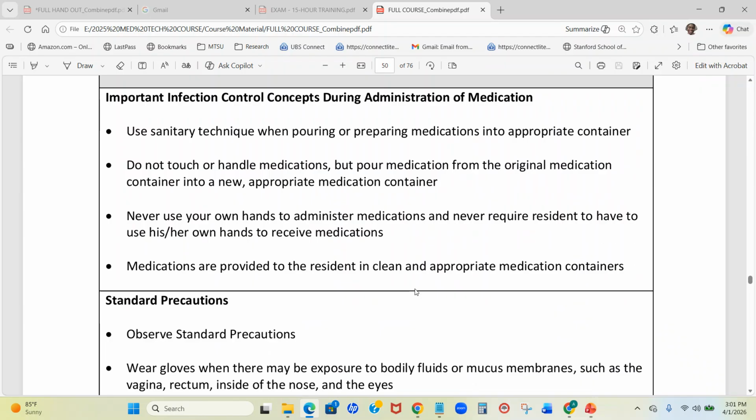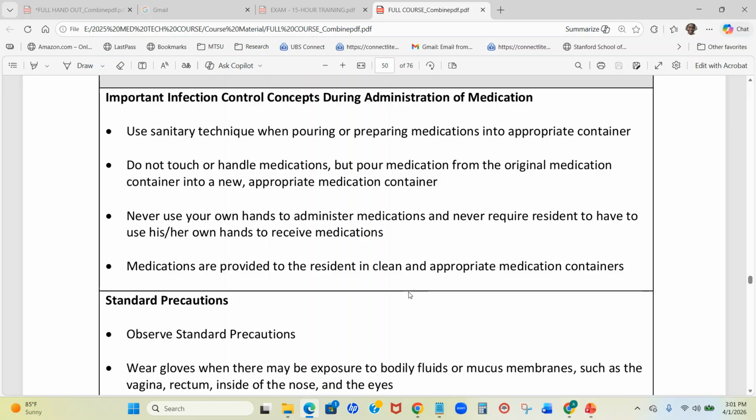Let's look at the important infection control concepts during administration of medication. Use sanitary technique when pouring or preparing medications into an appropriate container. Do not touch or handle medications, but pour medication from the original medication container into a new or appropriate medication container. Do not touch it with your bare hands.